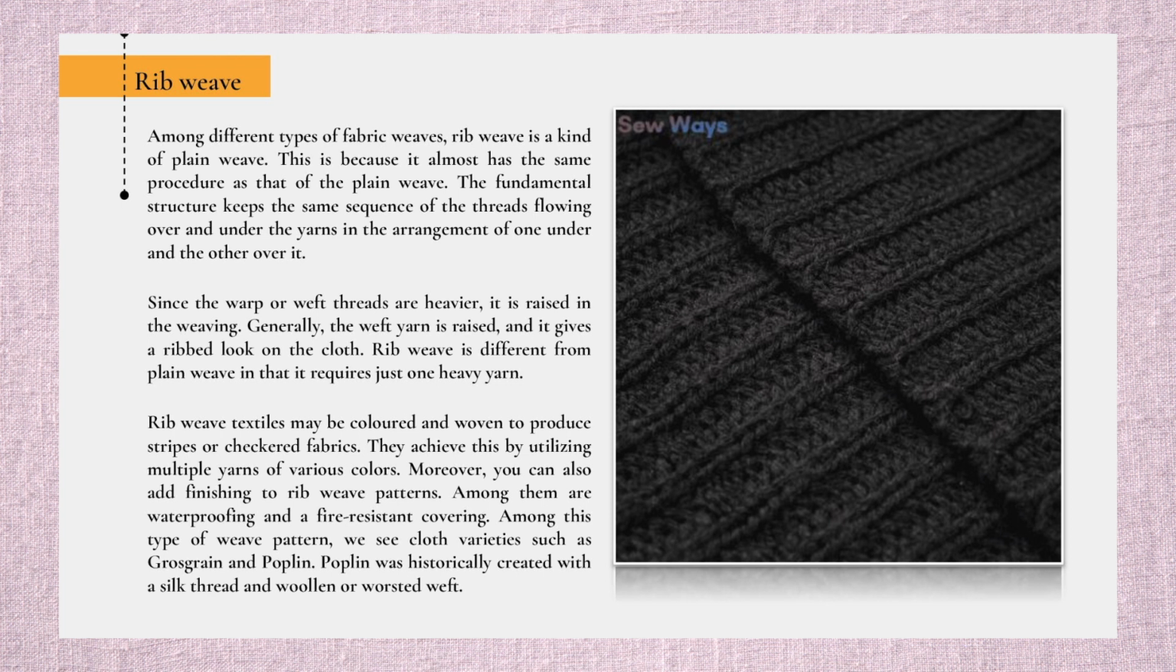Rib weave textiles may be colored and woven to produce stripes or checkered fabrics. They achieve this by utilizing multiple yarns of various colors. Moreover, you can also add finishing to rib weave patterns. Among them are waterproofing and fire resistant coverings. Amongst this type of weave pattern, we see cloth variants such as grosgrain and poplin.